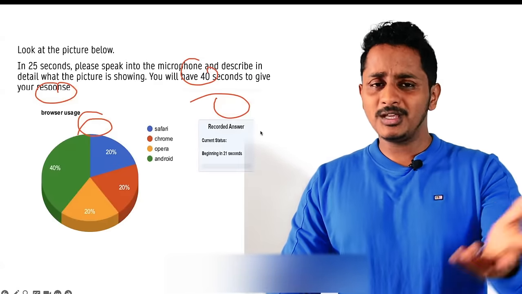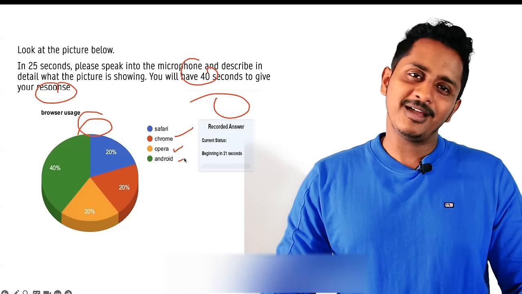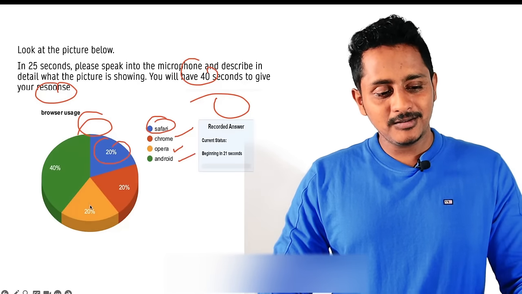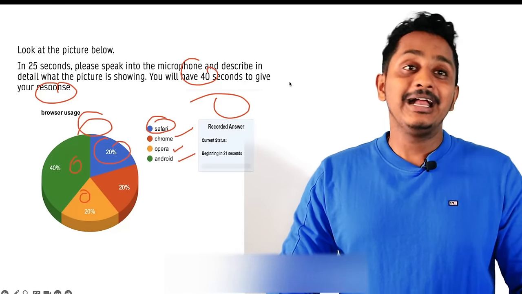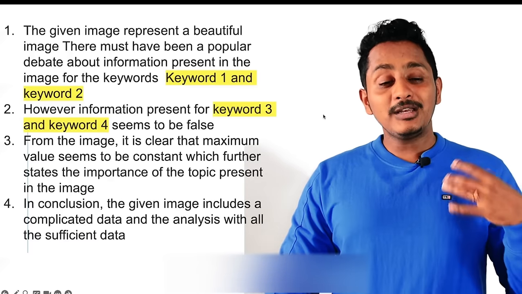For the previous question, keyword 1 could be Safari, keyword 2 could be Chrome, keyword 3 could be Opera or Android. Or you can say keyword 1 Safari, keyword 2 20%, keyword 3 Orange, keyword 4 Green. Anything, it doesn't matter. Content is the least priority. Then what gives you marks?